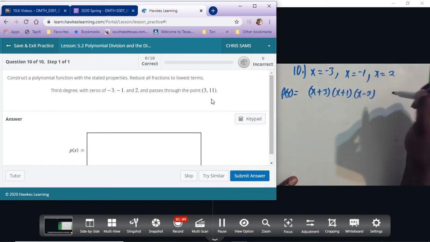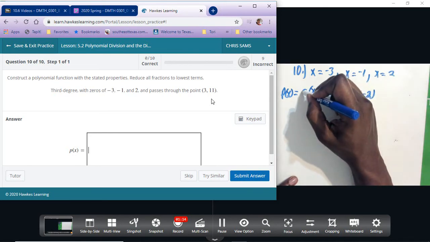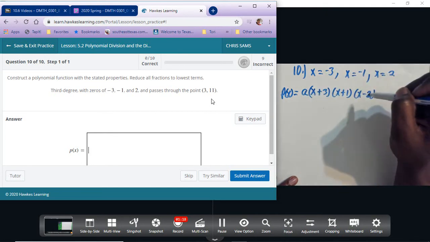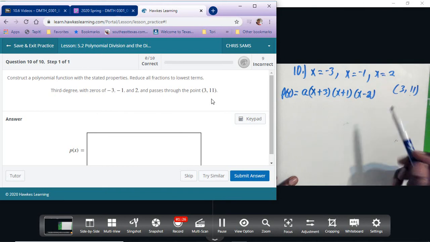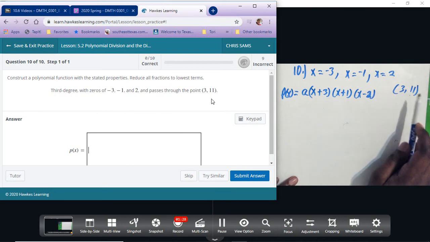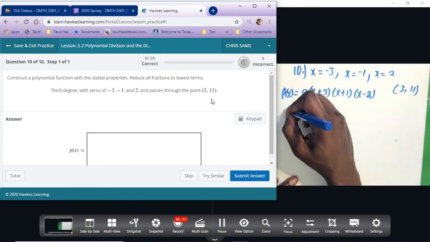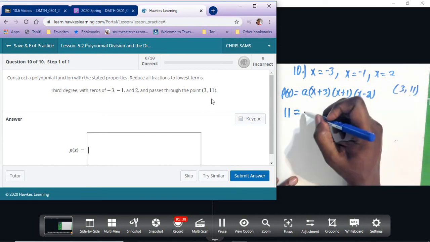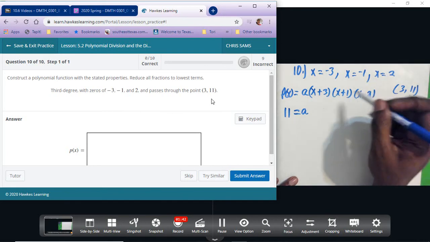Sometimes this is multiplied by a factor out front. So we're going to put this a here and figure out what this factor needs to be so that this polynomial goes through the ordered pair (3, 11). The way we use this is x is 3, y is 11. We're going to plug that in. So y is 11, and each x value is going to be substituted with 3.